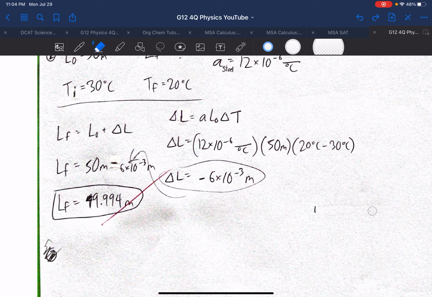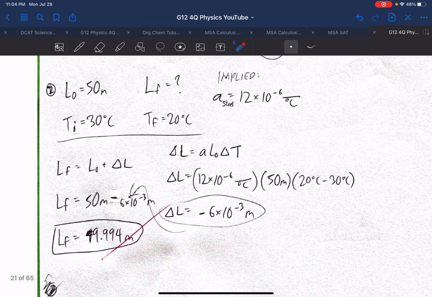Okay, so what we have for change in L is this value. Using LF is equal to LO plus change in L, the answer is 49.994 meters. So as you can see, from 50 to 49.9, the change in size, it didn't expand. It did the opposite of expansion because the temperature was lowered.